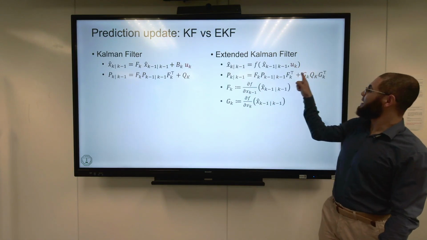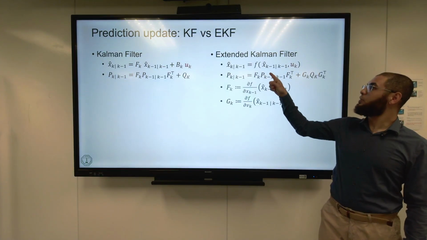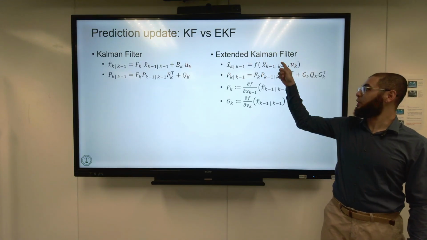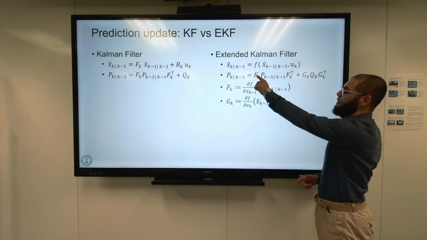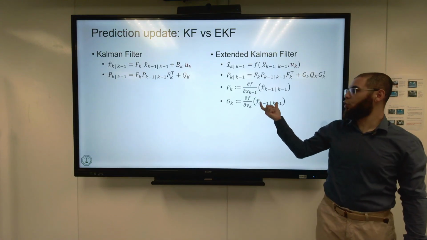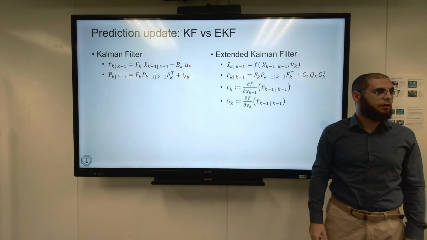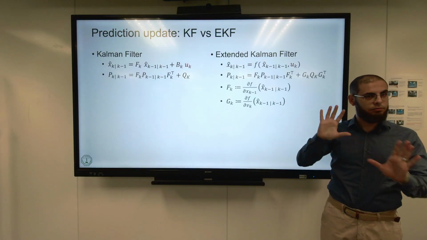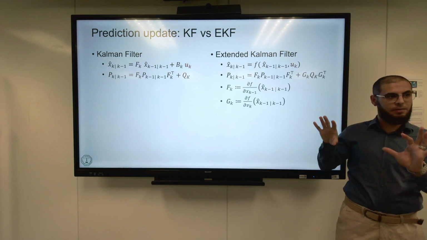However, when it's updating the covariance, it needs to use the linearization of this function. So you see here we have the f and the g, and the f and the g are simply the Jacobians of this small f function. Does that make sense? Take a look at it and just try to understand it. This is very simple.